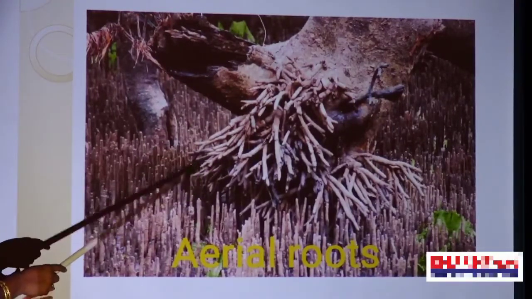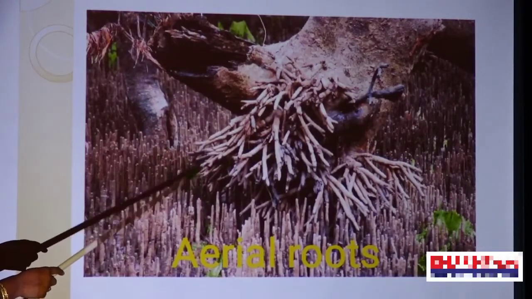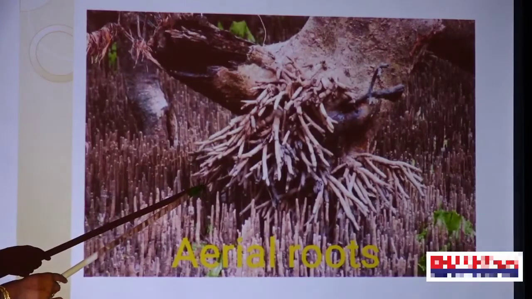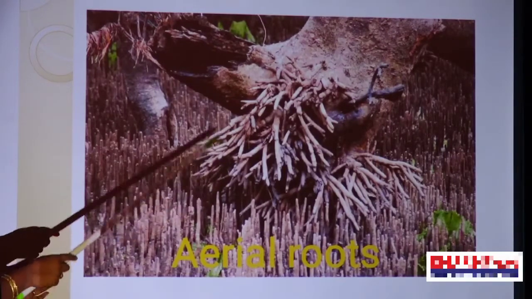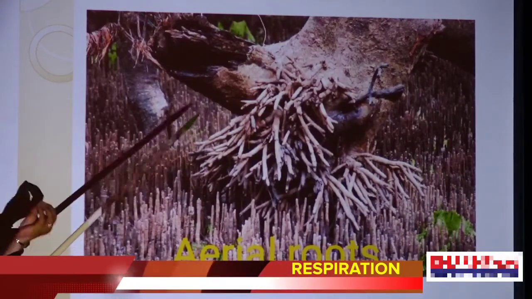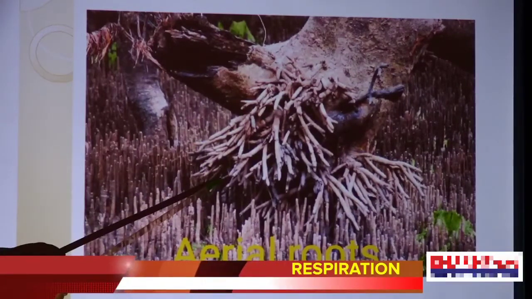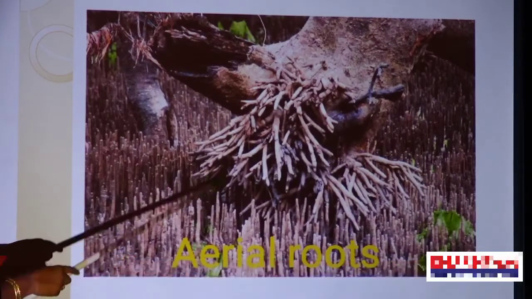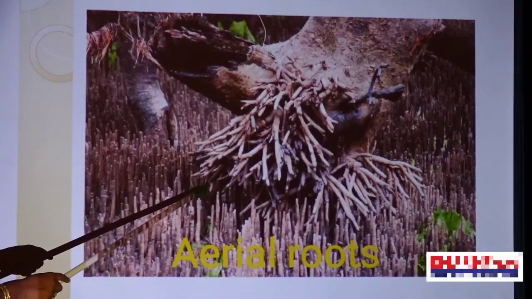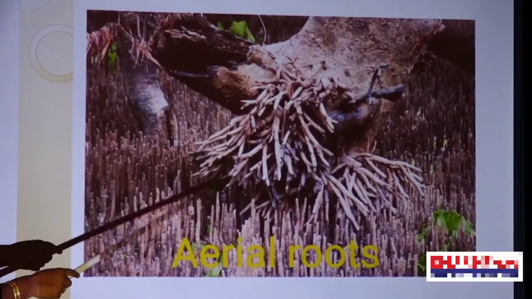But wherever in wet places, in wet areas, that means marshy areas, the absorption of oxygen through these roots is not possible. That's why here, some of the roots are protruding out of the soil. Through that, the exchange of gases takes place. A hollow stem is present here.